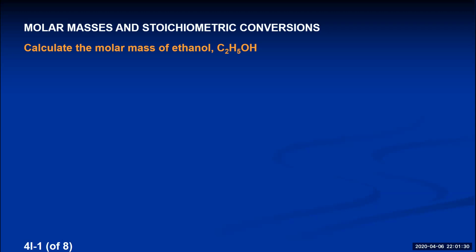If you want the mass of 1 mole of ethanol, you have to recognize that 1 mole of ethanol contains 2 moles of carbon. It actually contains 6 moles of hydrogen, 5 plus 1, and 1 mole of oxygen. So we're going to determine the mass of each of those.